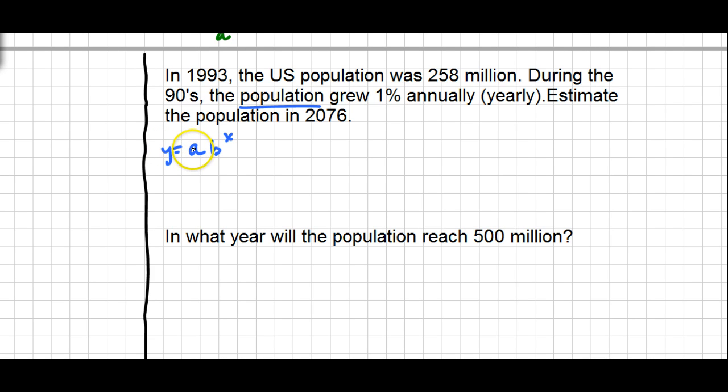We need a starting value for the A, which in this case is 258 million. You can either add on 6 zeros or just remember that you're going to be using the word million with your answer as a label.